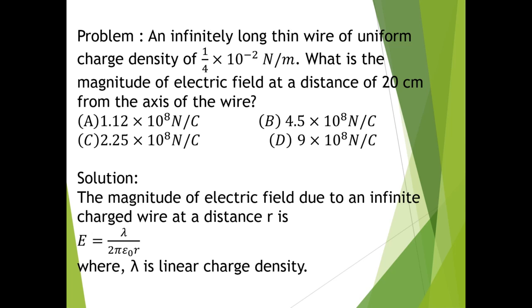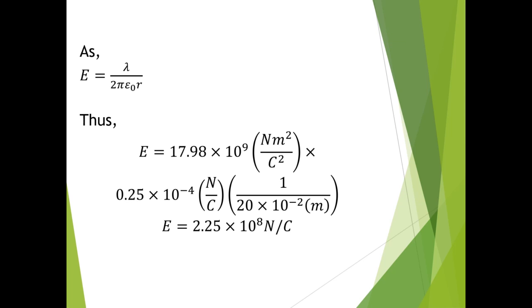R is the distance. Now straight away calculate this. We just have this lambda as 17.98 into 10 to the 9 Newton meter square per coulomb square into 0.25 into 10 to the minus 4.